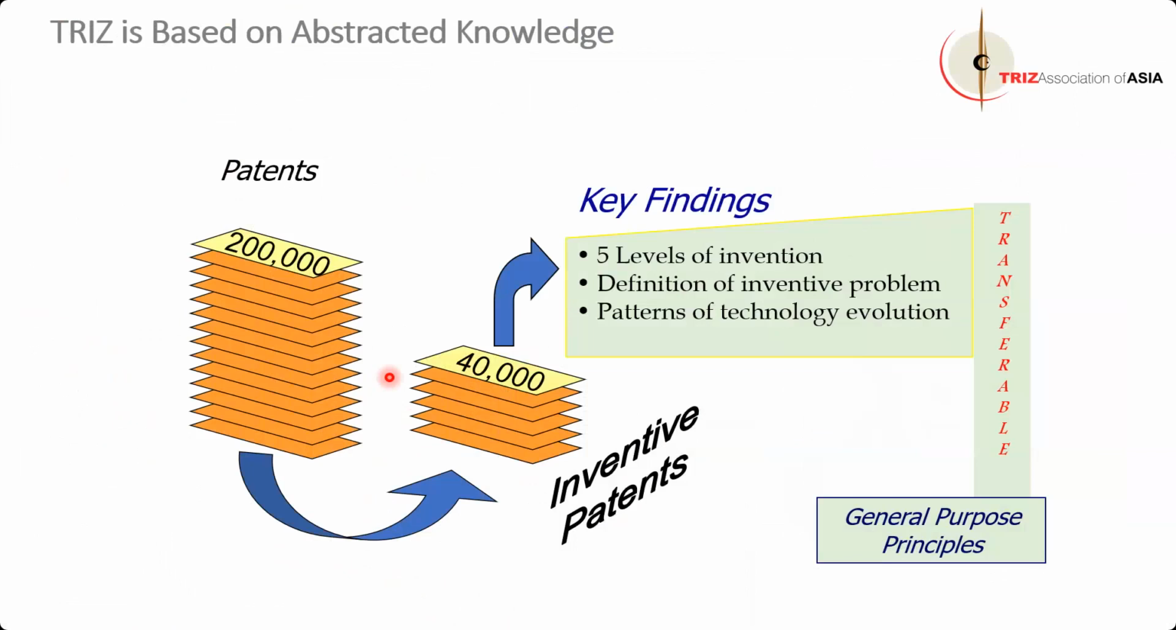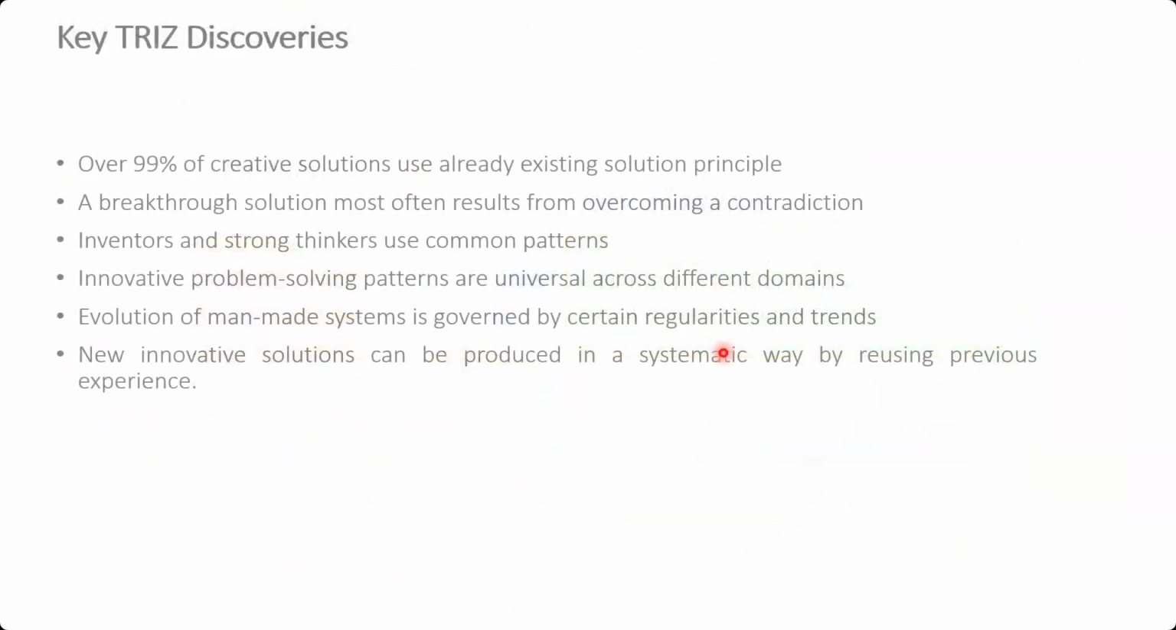So what were the findings of these very specific kinds of patents, which made some breakthrough inventions? I'll not come to the contradiction right now. He found that there are 5 levels of invention. There is a definition of an inventive problem: which problem should be termed an inventive problem? And there are some patterns of technology evolution. This knowledge is basically transferable. TRIZ is practicable, transferable, and very well teachable.